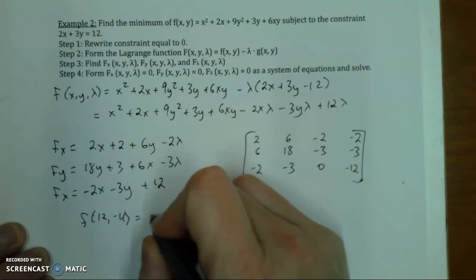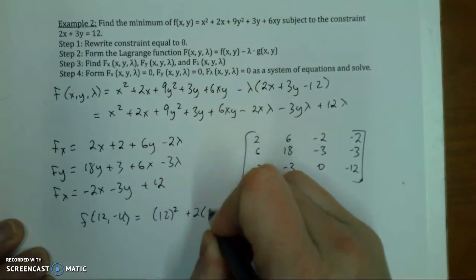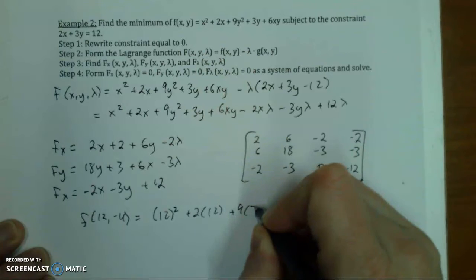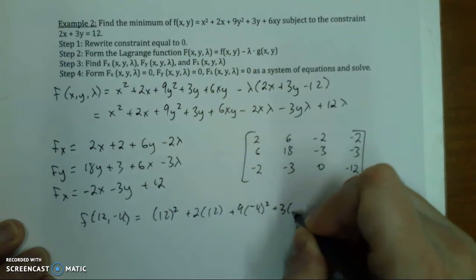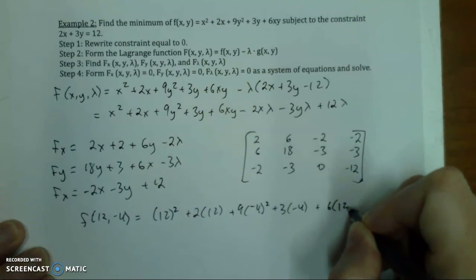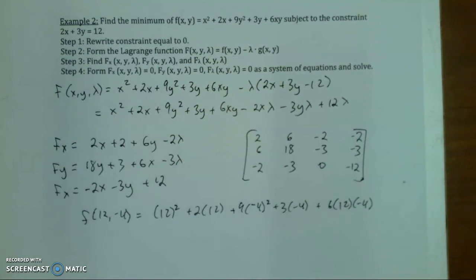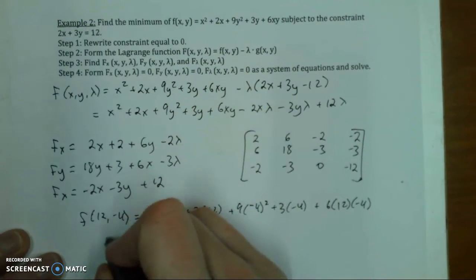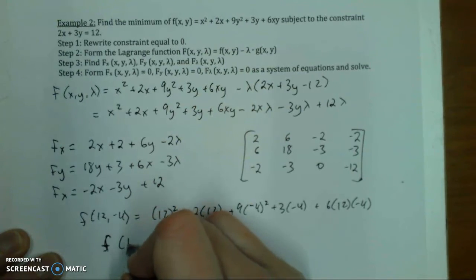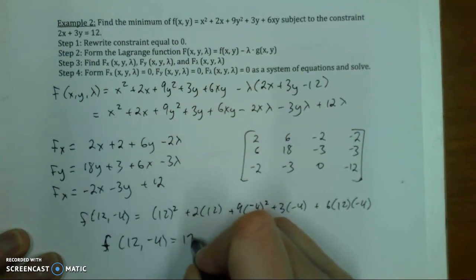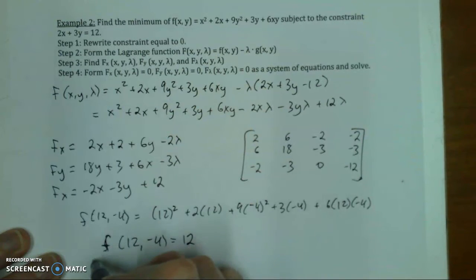And again, my very last step, I am going to go ahead and plug those into my initial equation. And once again, I'm just going to plug that into my calculator and see what I get out. And minus 12 plus 6 times 12 times -4. I'm just chopping that in. And I get out positive 12 when I did all that. So f of 12 comma -4 is 12. This one, once again, is a minimum.